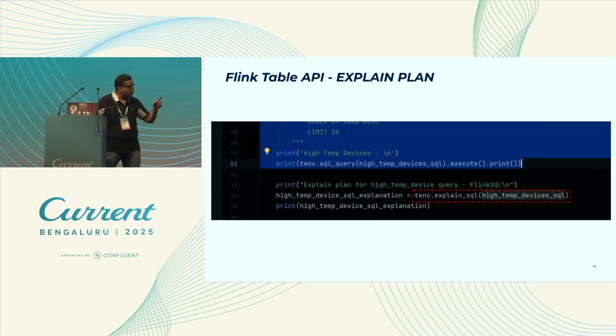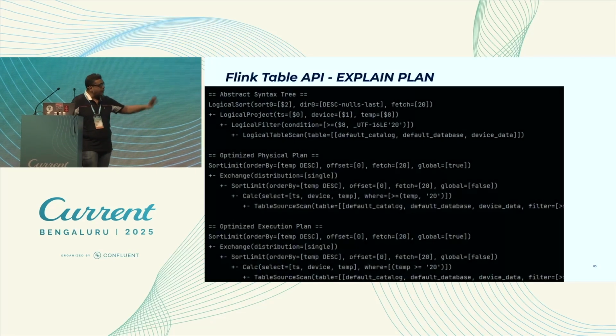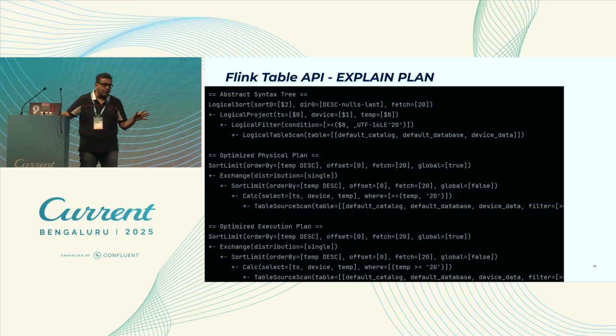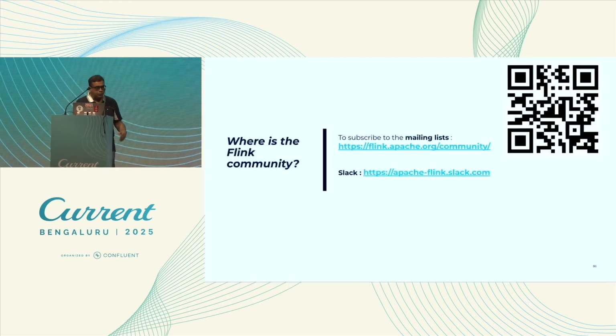So as I told you, you could actually have an explain plan generated from your Python code, and it would generate the same thing. You could test it out both for Flink SQL and for Table API. It generates the same set of physical execution plan, right?